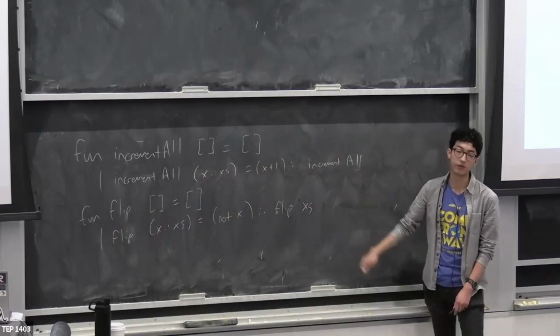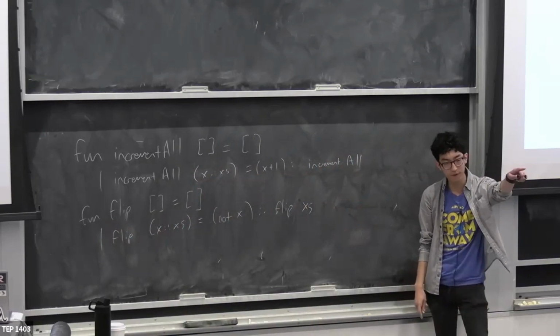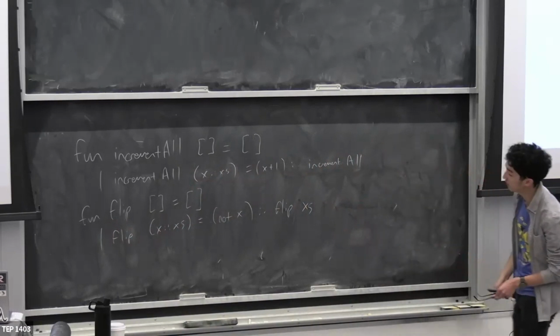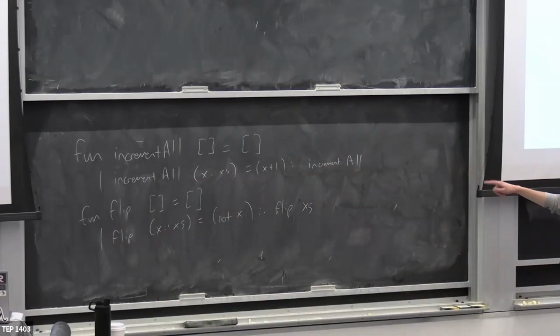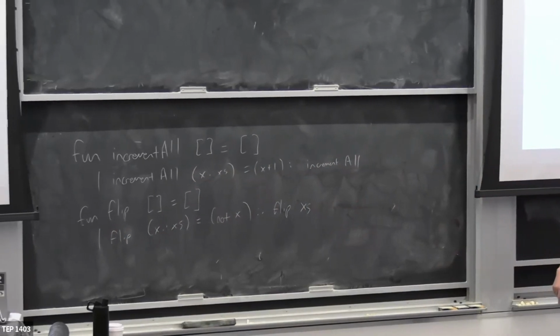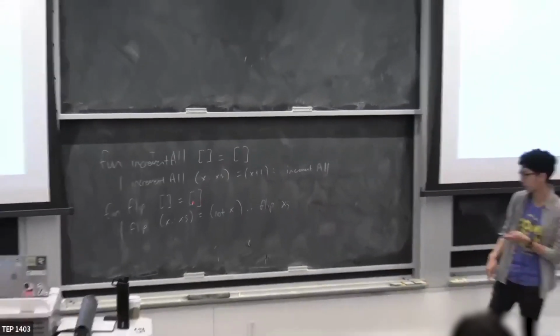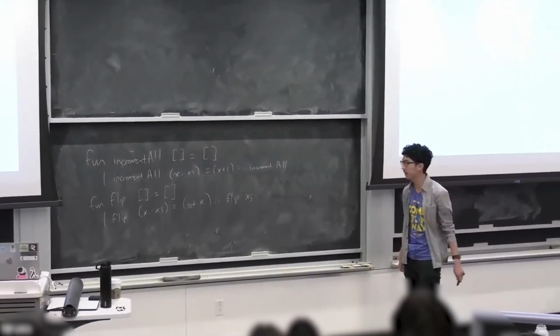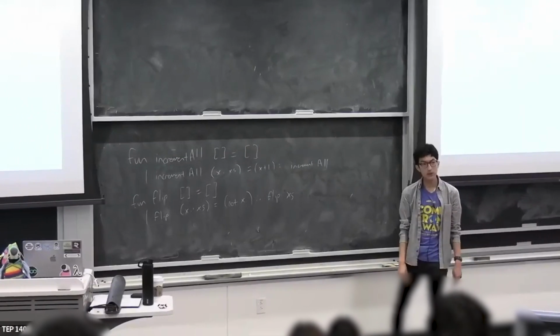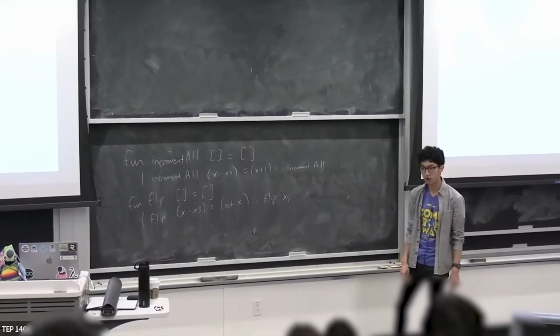But it sucks to write, because if you squint your eyes, or take off your glasses and look at it, it looks pretty much the same. I'm doing the same thing: doing something to the element, and then I cons it onto the recursive call on the rest of the list, and then in the base case I return nil. So these feel in intention the same. This is going to lead us to an idea of a higher order function called map.